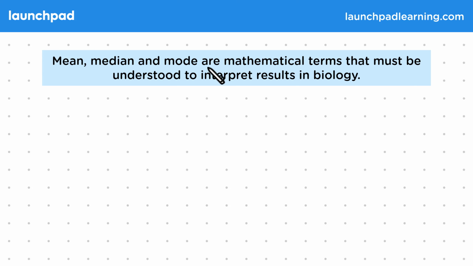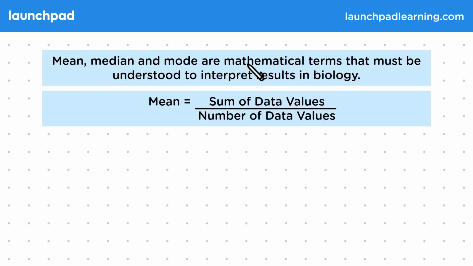Mean, median, and mode are mathematical terms that must be understood to interpret results in biology. These help us to understand quantitative data, that is, numbers with meaning from a sample or population. So mean equals the sum of the data values divided by the number of data values. We can only find a mean for quantitative data, that is, numbers, because we can't add together categories or names.